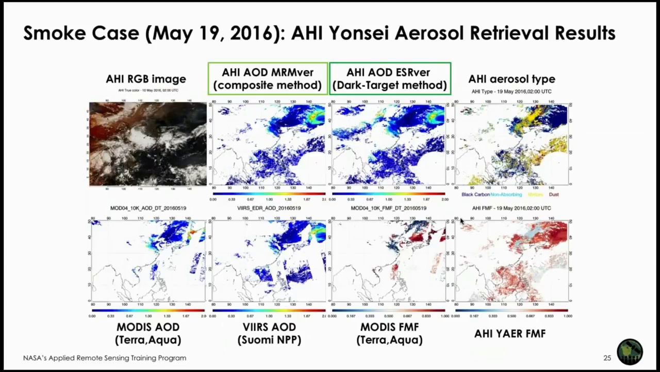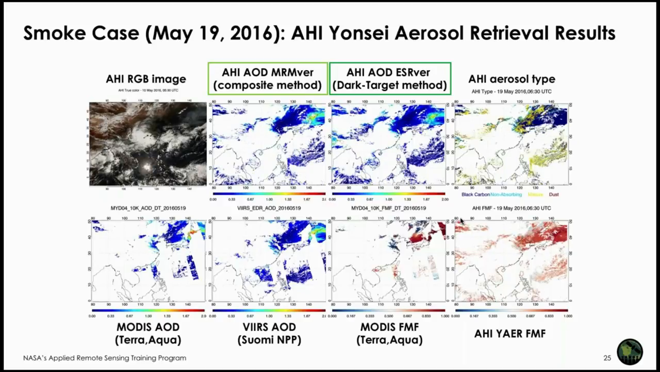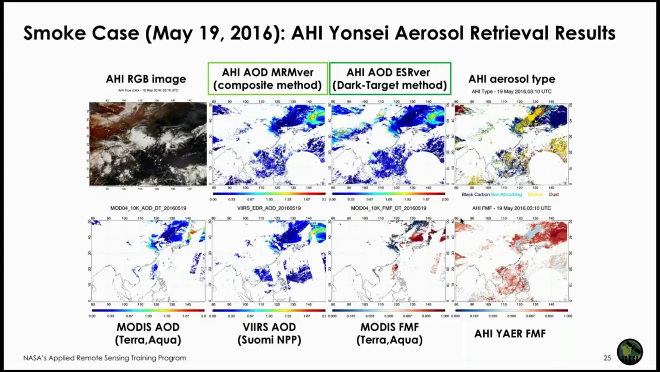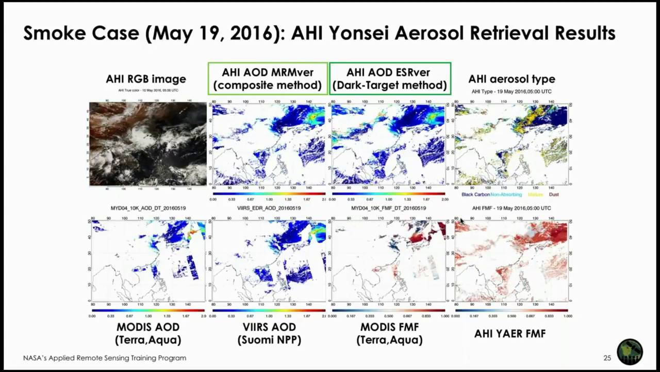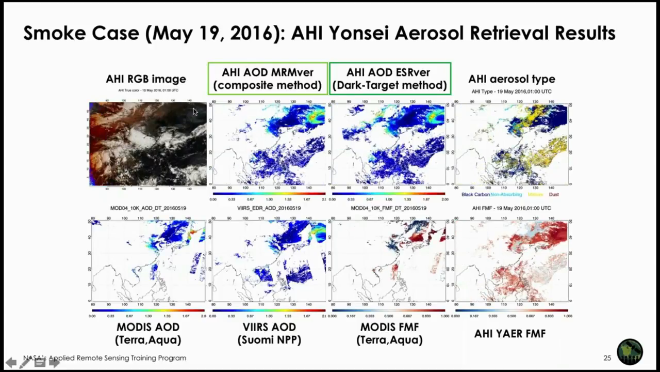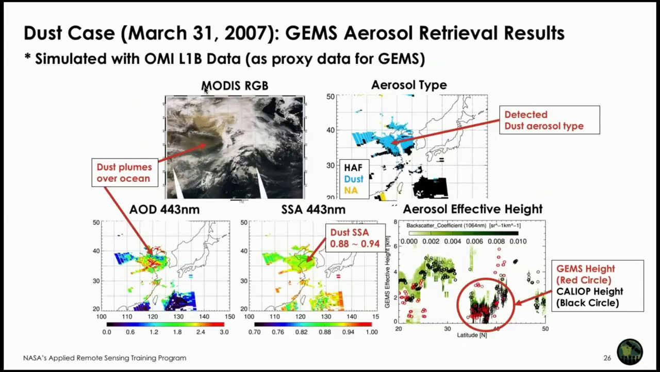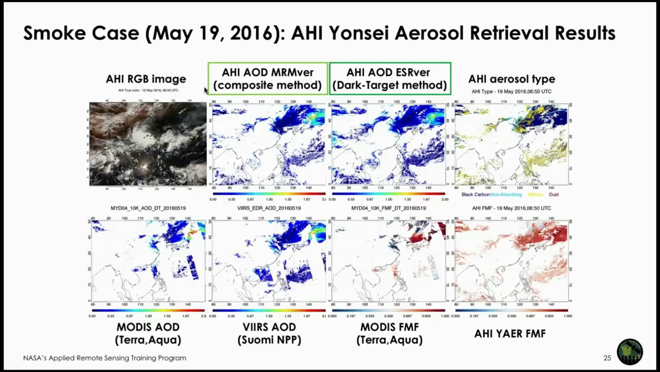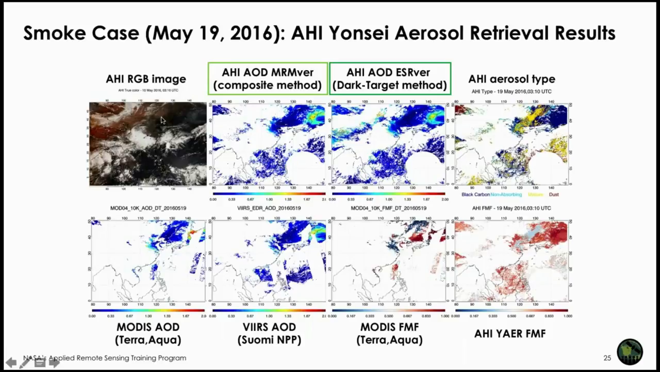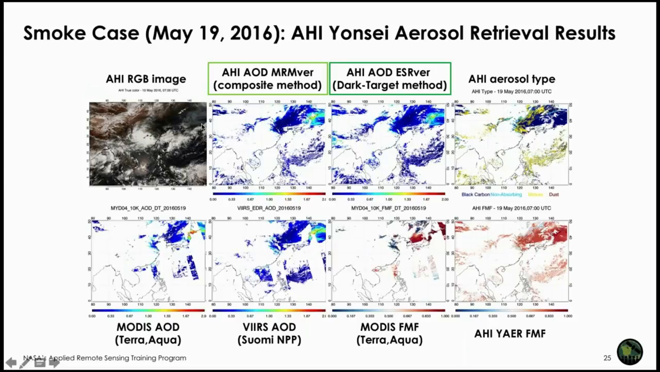This is the other case, a smoke case on May 19th, 2016, measured from the AHI Himawari aerosol sensors. The main focus is over here, in the upper right area. Here you can see a very high, white-colored aerosol plume transported from Russia to the Hokkaido area in Japan.